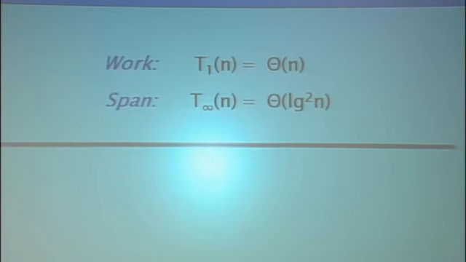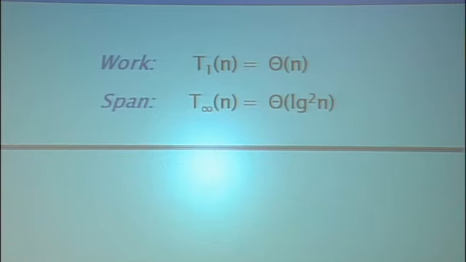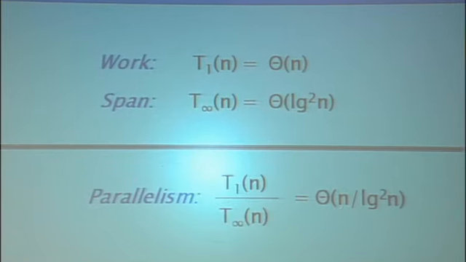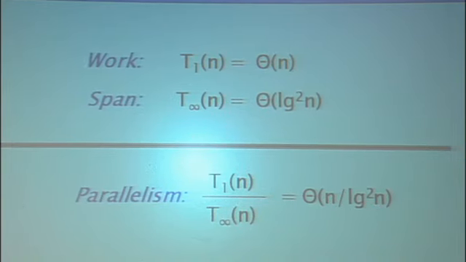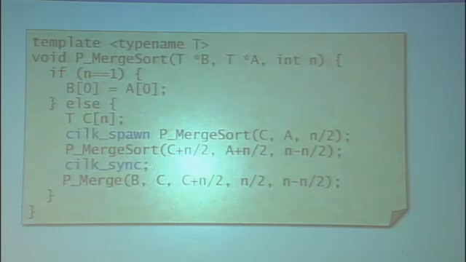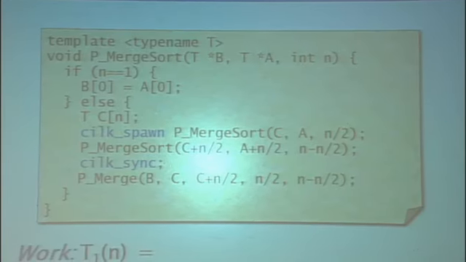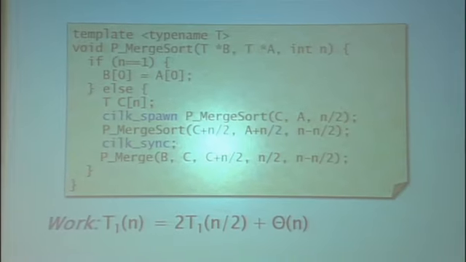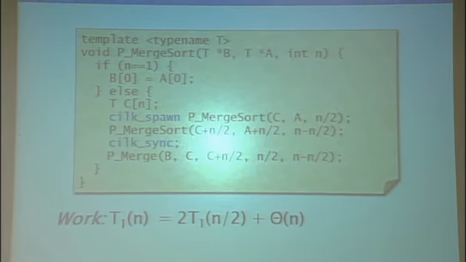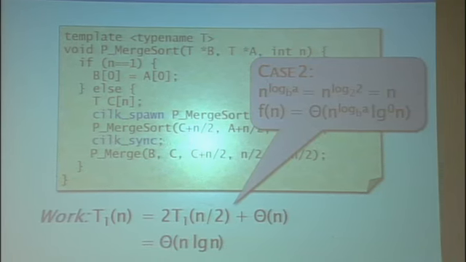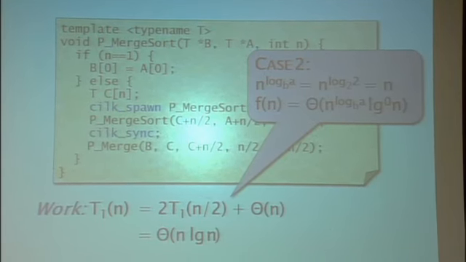Okay, so the parallelism of the parallel merge is something like n over log squared n. That's much better than having an order n bound. And now we can plug it into merge sort. So the work is going to be the same as before because I just have the work of the merge, which is still order n. So the work is order n log n, once again pulling out the master theorem.